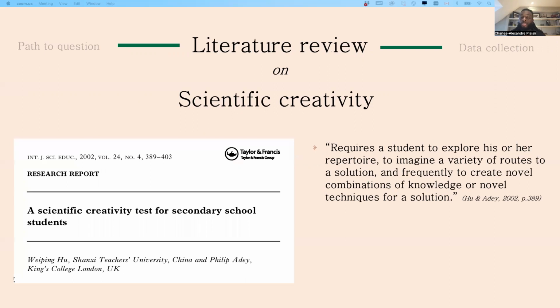In 2002, a publication about scientific creativity tests for high school students was written by Wei-Bing Hu and Philip Adey, and it shared that scientific creativity requires a student to explore their own repertoire, to imagine a variety of routes to a solution, and frequently to create novel combinations of knowledge or novel techniques towards a solution.